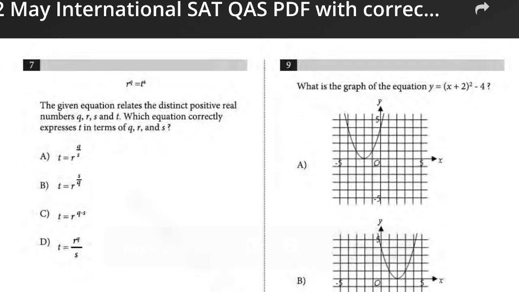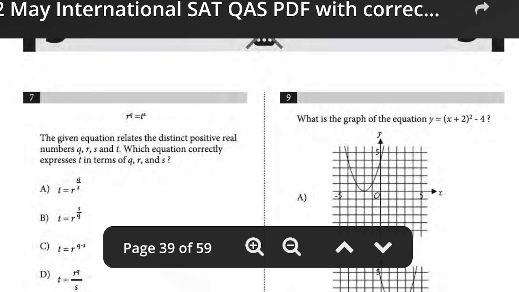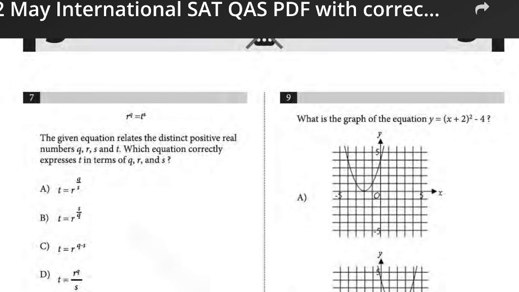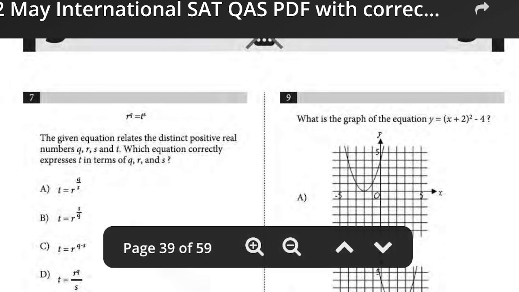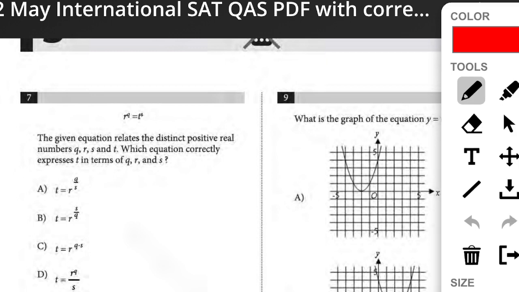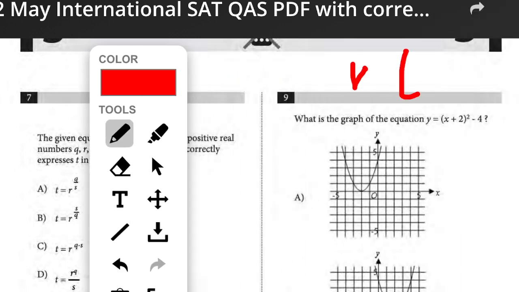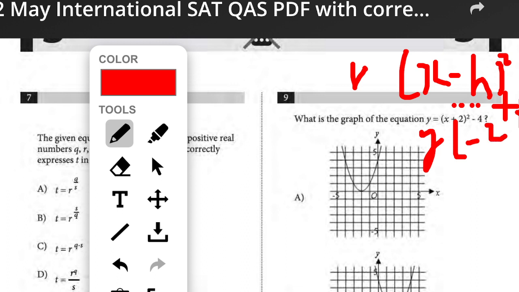Number 9. What is the graph of the equation y equals (x plus 2) squared minus 4? You can't use a calculator on this one. You could visually graph it if you wanted to, and try to make a parabola. But this is in vertex form. Vertex form is usually y equals a times (x minus h) squared plus k. Because if you put in, for example, x of negative 2, then what's going to happen?